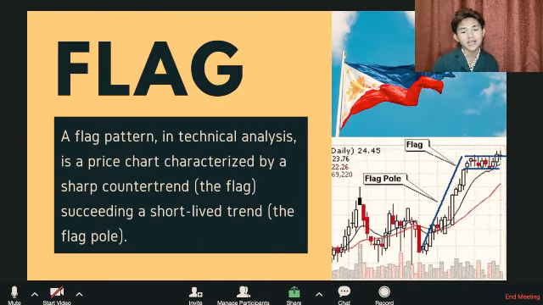We will also be talking about the flag. A flag pattern in technical analysis is a price chart characterized by a sharp counter trend. Flag patterns are accompanied by representative volume indicators as well as price action, which signify trend reversals or breakouts after a period of consolidation.